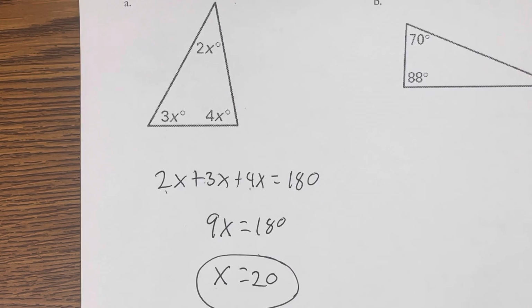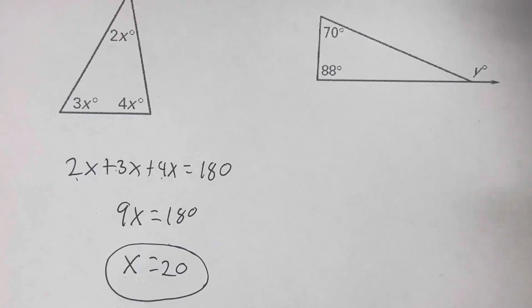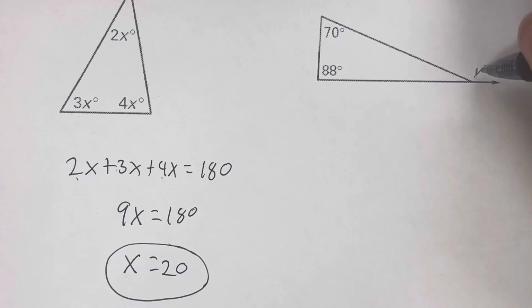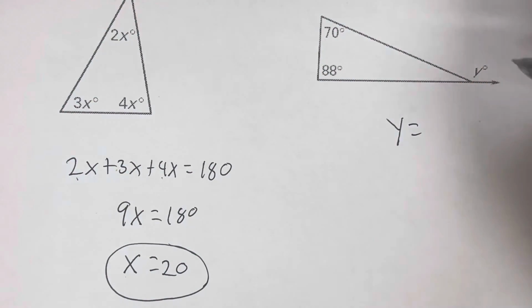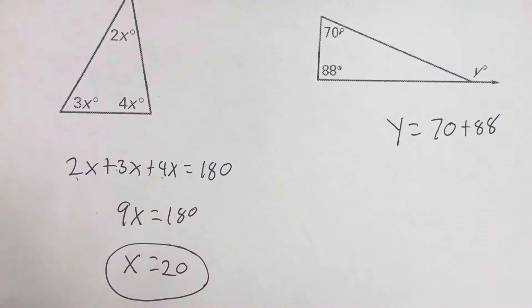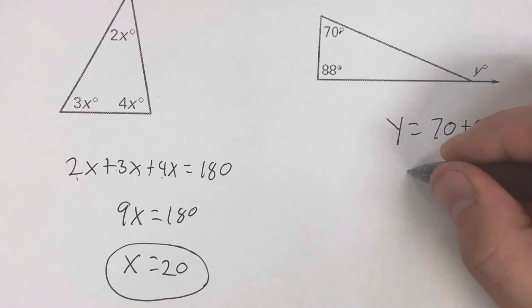We got it. All right, now the next one, this angle y is on the outside. So we're probably going to have to use exterior angle theorem. Angle on the outside is equal to the two that it's not right next to added together. So 70 plus 88. And 70 plus 88 is 158 degrees.